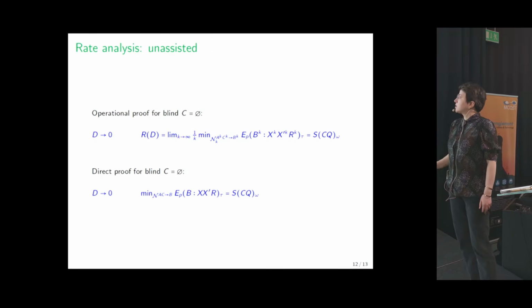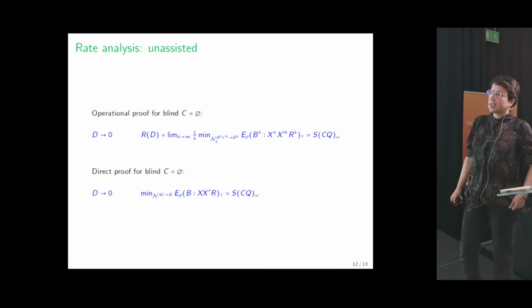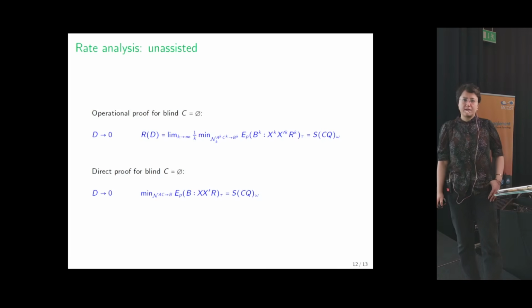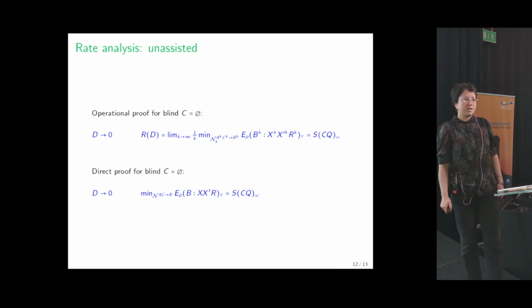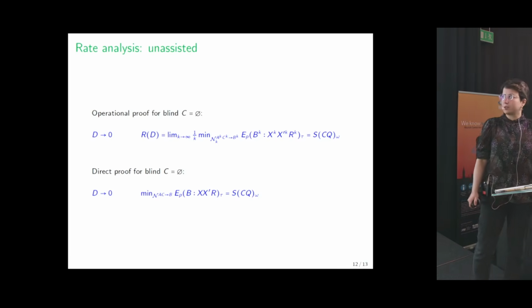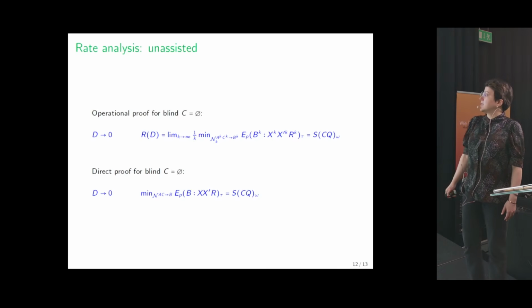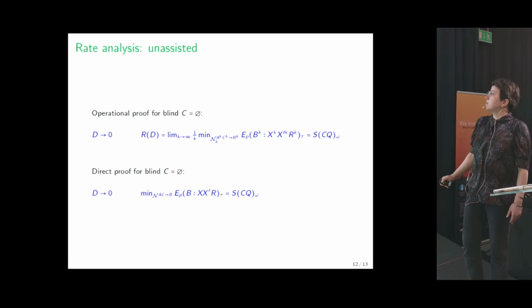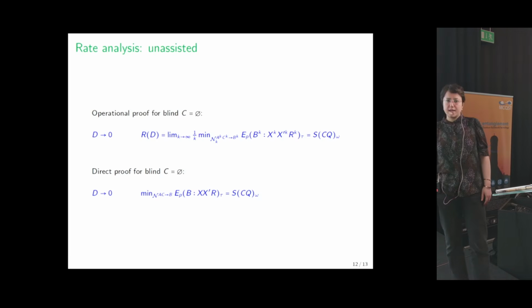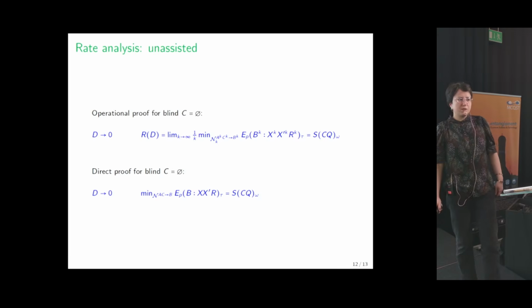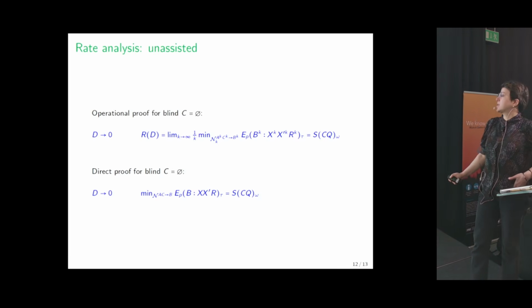Okay. I said that in the entanglement-assisted case, we have this nice formula which depends on the mutual information. We know how to compute it. But in the unassisted case, we have this crazy formula. But there are some special cases where we are able to compute these kinds of formulas.